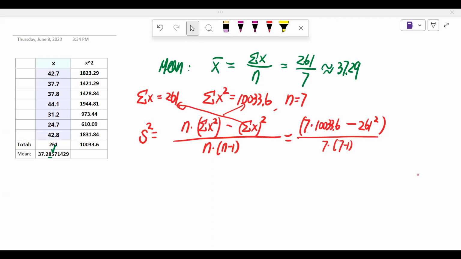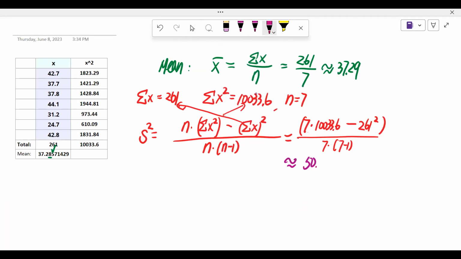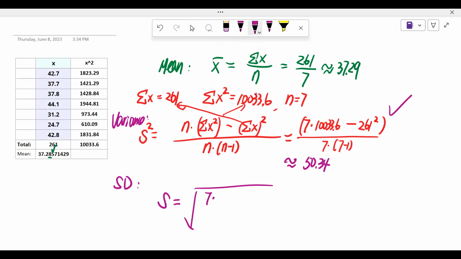So this is approximately, and again, we only need 2 decimal places, so it's approximately equal to 50.34. We are not going to do the root. Just this answer is the variance. If you do the root, then it is going to be the standard deviation. That's right, we're going to get to that in a second. So standard deviation is basically just the square root of that. We can do the square root of this whole thing here, and you get an accurate answer.